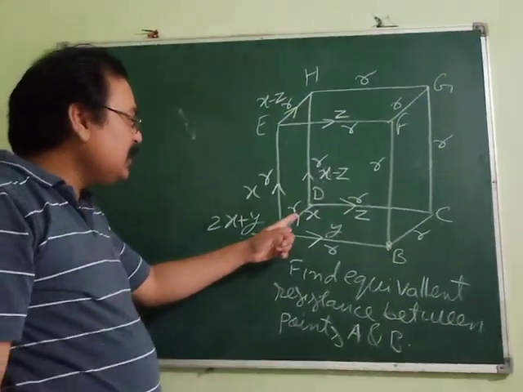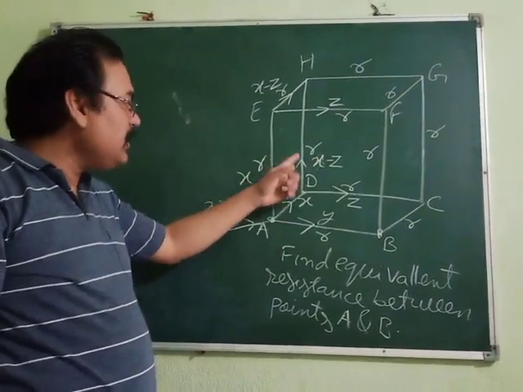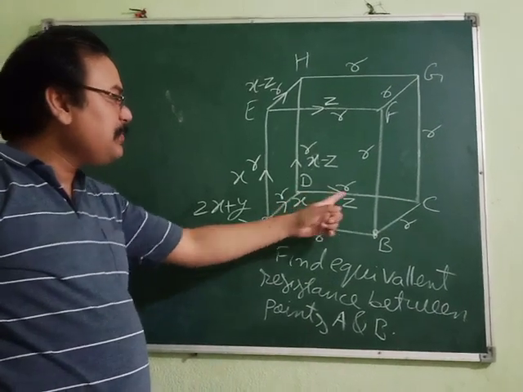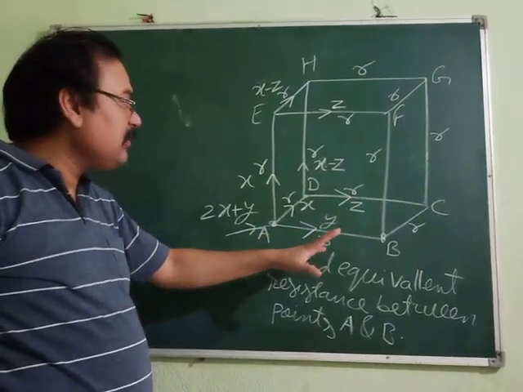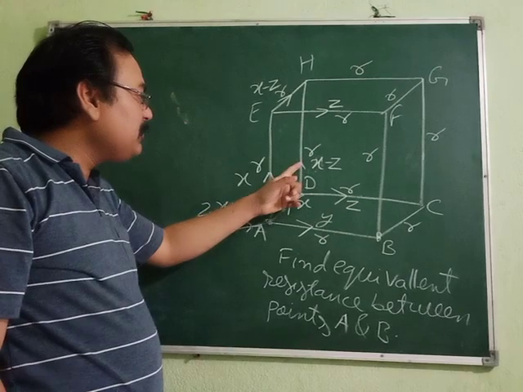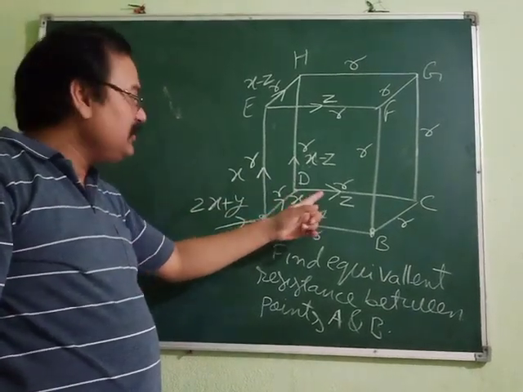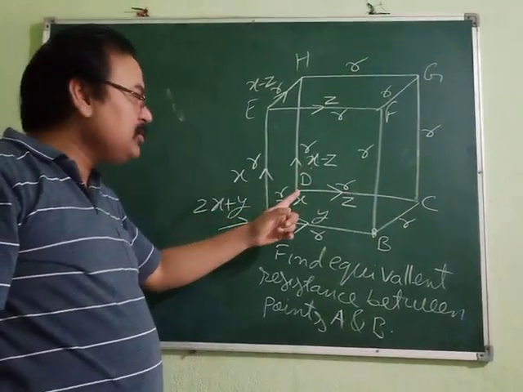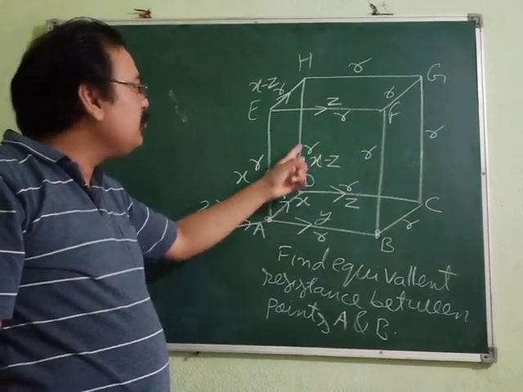As x current reaches here, this x current will again divide. It has got 2 paths. Let the current through this path be z. Z is another variable, and through this path will be how much? Total was x. Z has gone this side, so x minus z is left, and that will go through this path.